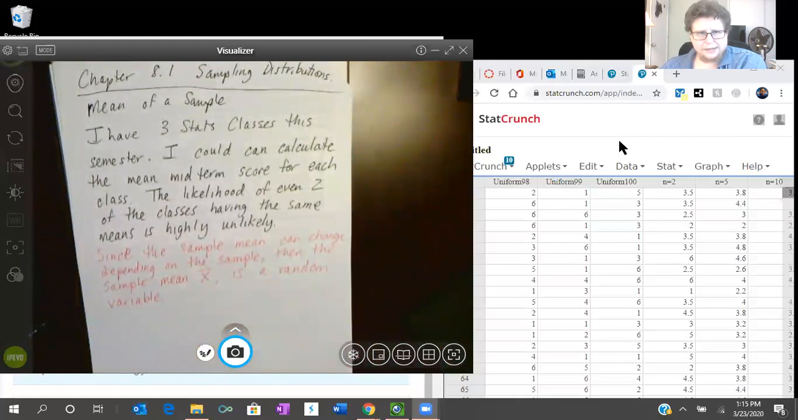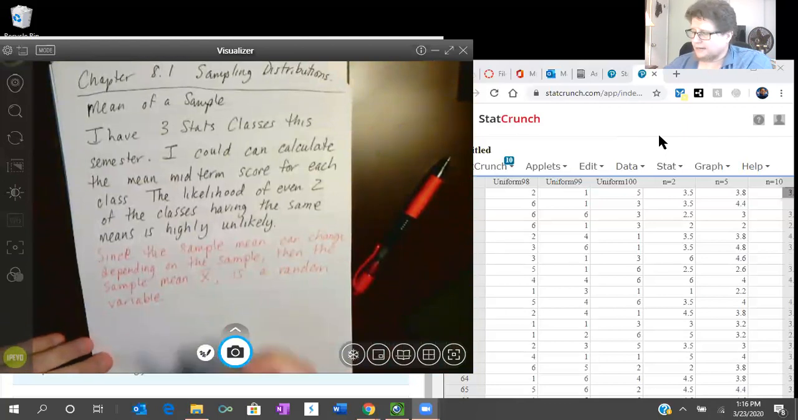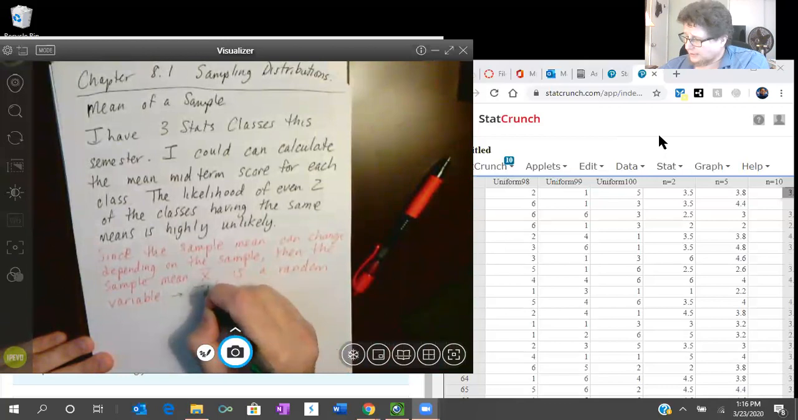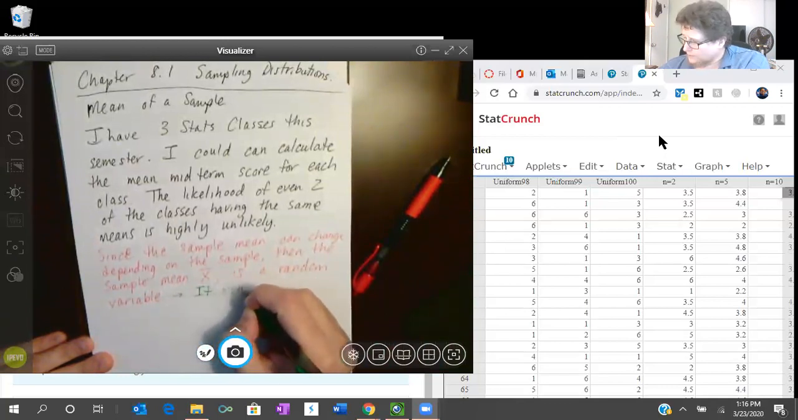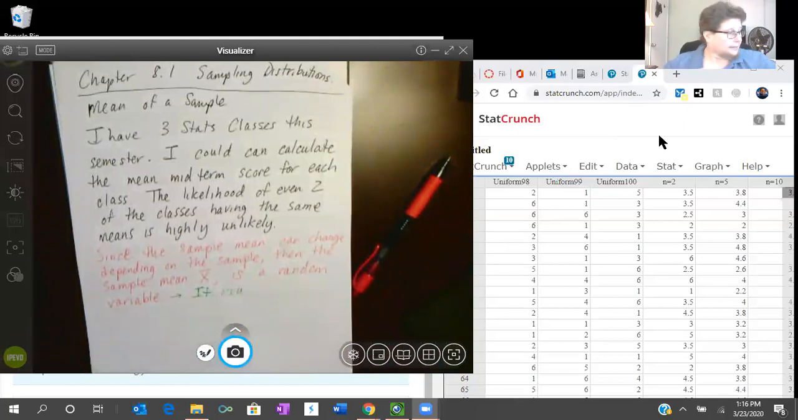I don't really know that I like the way this red pen is showing up. So we'll switch to using blue, black, and green for now.